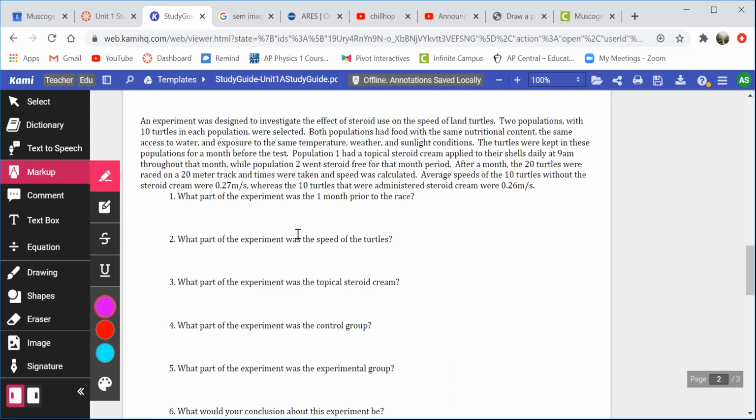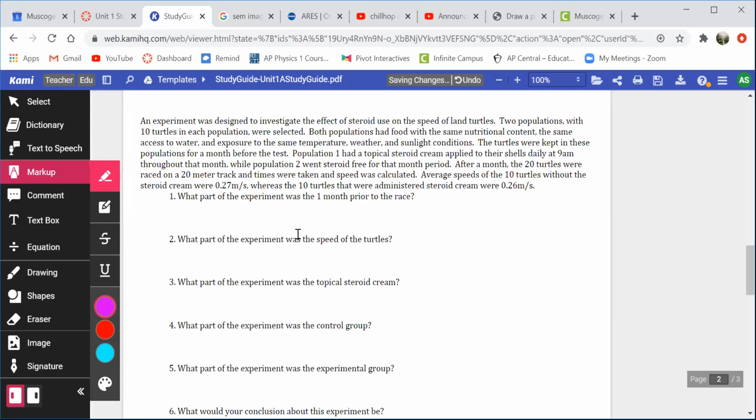Population 1 had a topical steroid cream applied to their shells daily at 9 a.m. throughout that month, while population 2 went steroid-free for that month period. After a month, the 20 turtles were raced on a 20-meter track, and times were taken and speed was calculated. Average speeds of the 10 turtles without steroid cream were 0.27 meters per second, whereas 10 turtles that were administered steroid cream were 0.26 meters per second.